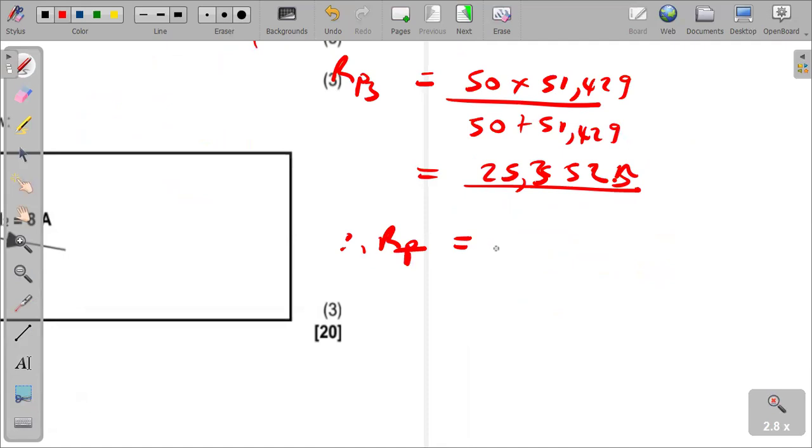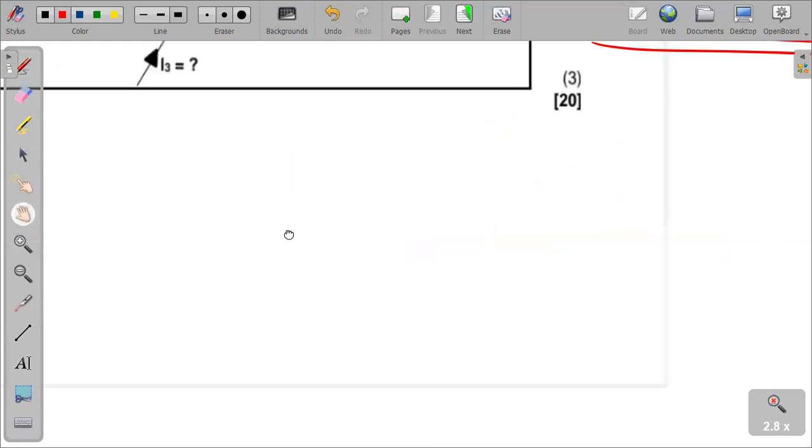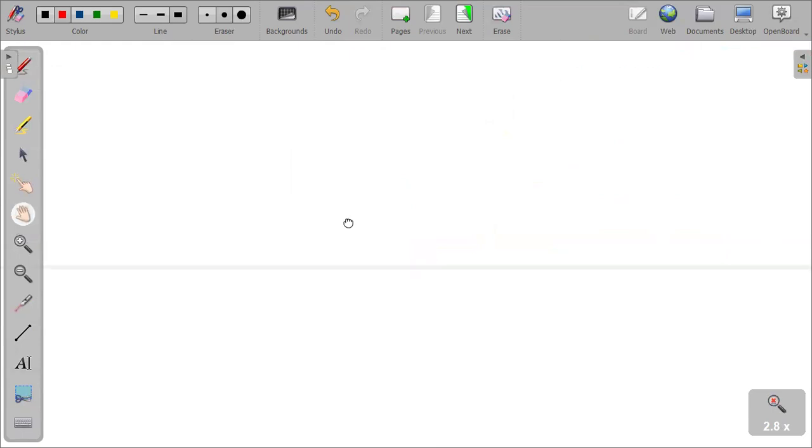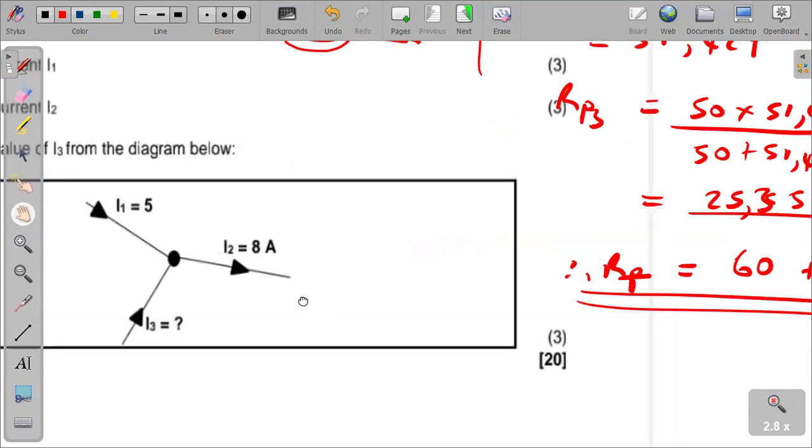So it's going to give us RT is therefore equal to 60 plus 25.352 ohms. There we go. That marks our total resistance. We've answered the first question. So the key idea was to start from the furthest point away from the source. That's where the trick lies. Okay, let's go to the next question.